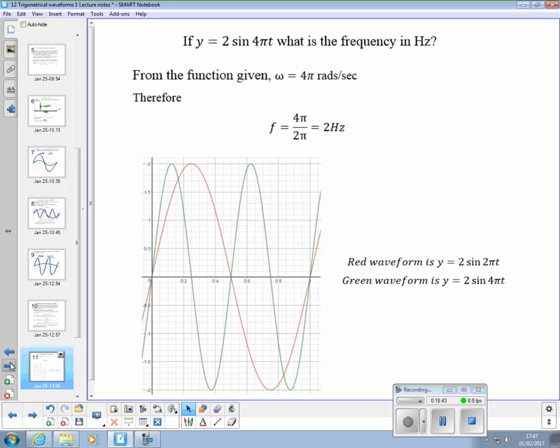So, from the function, if y is equal to 2 times the sine of 4 pi t, what's the frequency in hertz? If omega is equal to 4 pi rads per second, f is equal to 4 pi over 2 pi equals 2 hertz. There's your example of pi cancelling itself out.